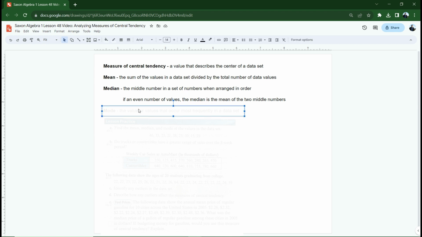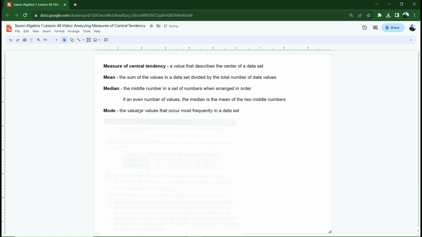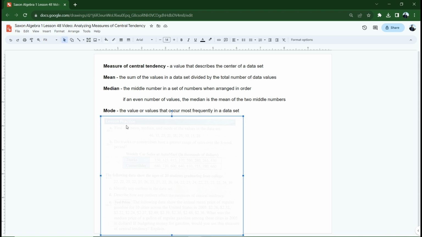And then lastly, the mode. There are times where it is valuable to use the mode as a measure of central tendency, but this is the one that's used the least often. What it is, it's the value or values that occur most frequently. So we count up how many times we find each value in our data set. And the one that appears the most often is the mode. Sometimes we'll have two or three or four or multiple modes because we'll have numbers that appear the same number of times as other numbers. That's how you find the mean, median, and mode.